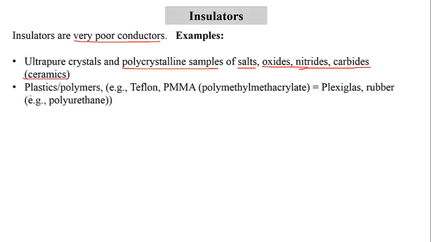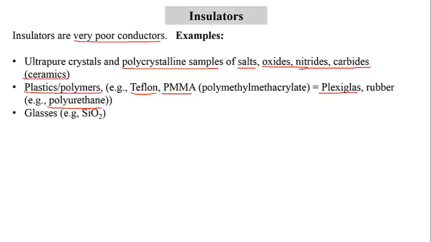Another type of insulator are the organic compounds, and so you're familiar with plastics or polymers. Polymer just means it's a long chain organic molecule, and of course plastics is the old term, but polymers is a little bit more modern. So some common polymers are Teflon, which is a very good insulator, PMMA, which is polymethyl methacrylate, again a good insulator, and PMMA is known as plexiglass. A number of rubbers are good insulators, and for example polyurethane is a very common and very robust material.